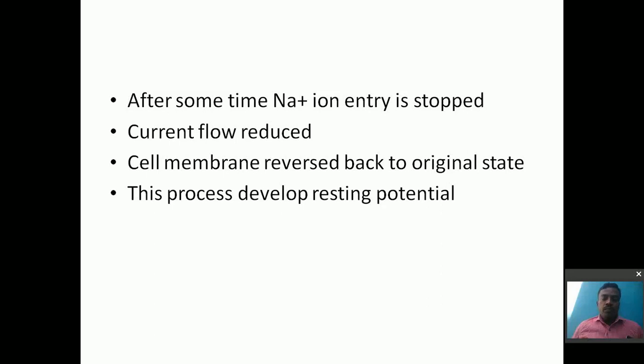Okay, this process develops the resting potential. Again the cell enters into the resting potential. So the cell is always present in a resting potential. Whenever we apply external energy or stimulation to the cell, it allows some charged particles to move from inside to outside or outside to inside. At that time it will generate the action potential.